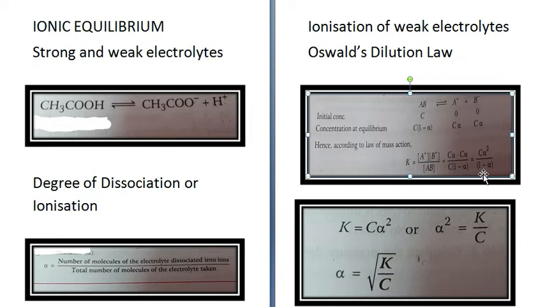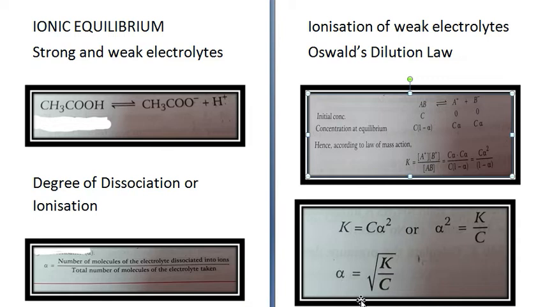Now for a weak electrolyte, the degree of ionization alpha is very small as compared to 1. So 1 minus alpha can be taken as approximately equal to 1. In that case K is equal to C alpha square. Or alpha square is equal to K upon C, or alpha is equal to under root K upon C. This relationship implies that the degree of dissociation of a weak electrolyte is inversely proportional to the square root of its concentration.